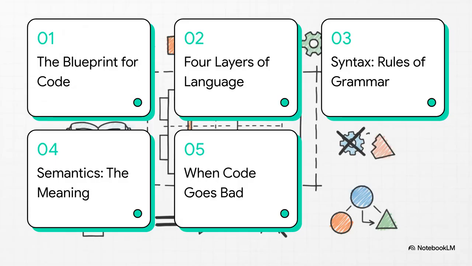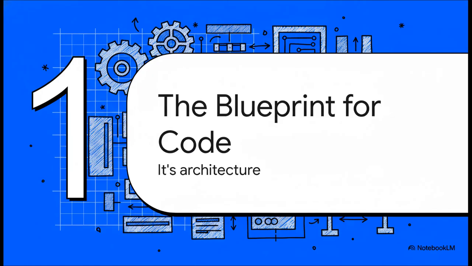So here's our game plan. We'll start with this whole idea of a blueprint for code. Then we're going to peel back the 4 essential layers that make up a language. We'll dig into syntax, the grammar, and then get into the really juicy part, semantics, which is all about the meaning. And to wrap it all up, we'll see what this blueprint tells us when our perfectly good code suddenly goes bad.